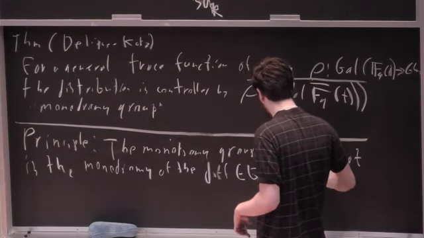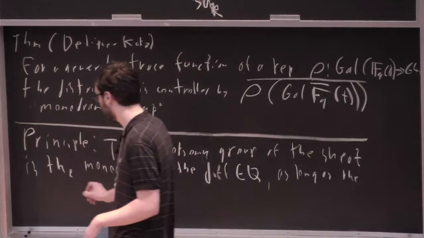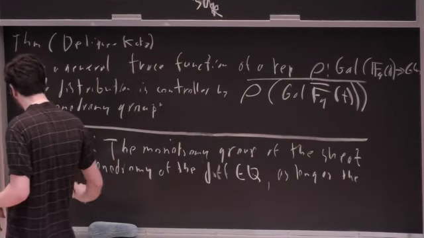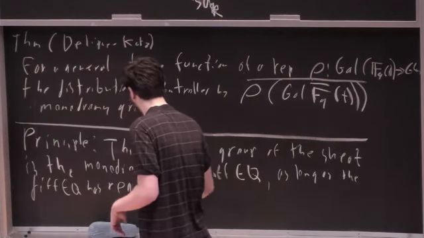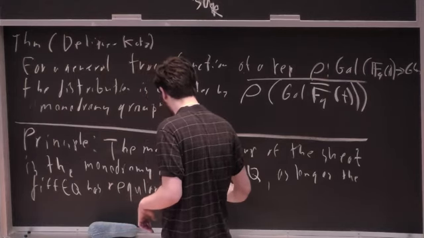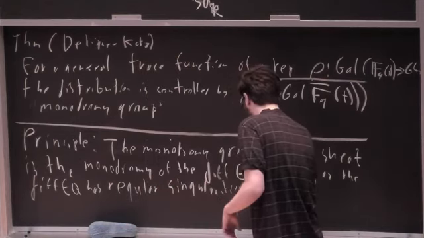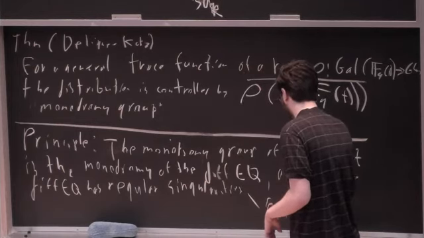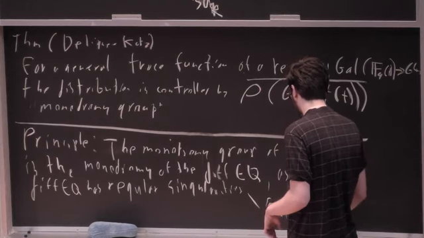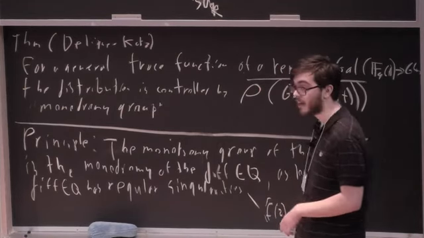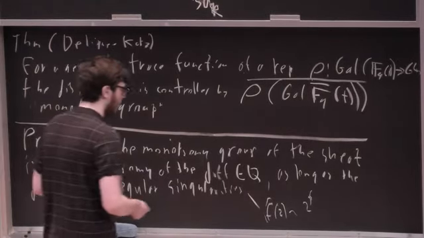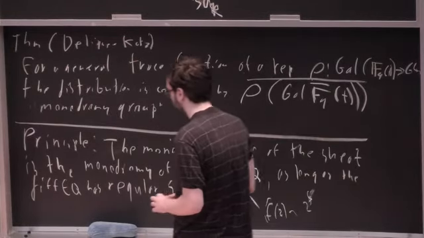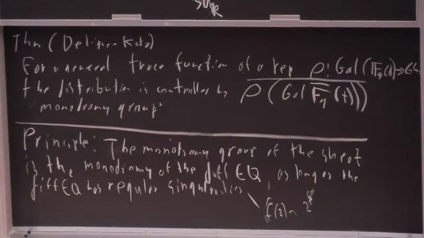This holds as long as the differential equation has regular singularities, which just means the solution f of z near a singularity looks like z to the s and does not look like some crazy exponential function. All right, so let me go over here and explain what I mean by monodromy of differential equations.